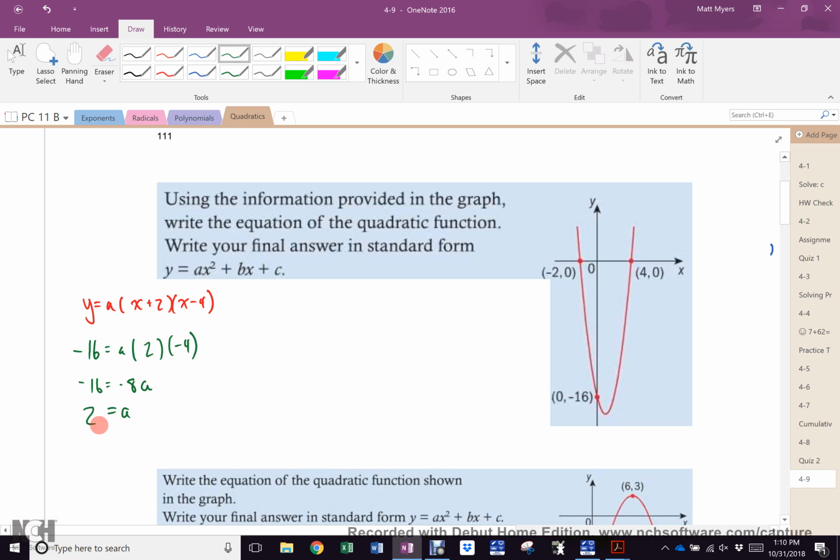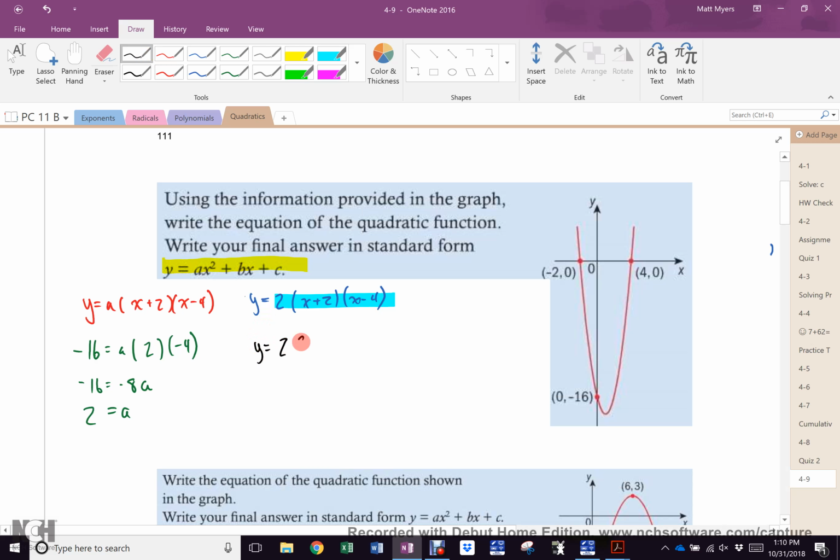So now, since a is 2, what can I write right there? 2. So y equals 2(x plus 2)(x minus 4). Have I answered the question yet? No. Not quite, because I want standard form. How do I get from that to that? Solve. Well, you say solve, but it's just expand, right?